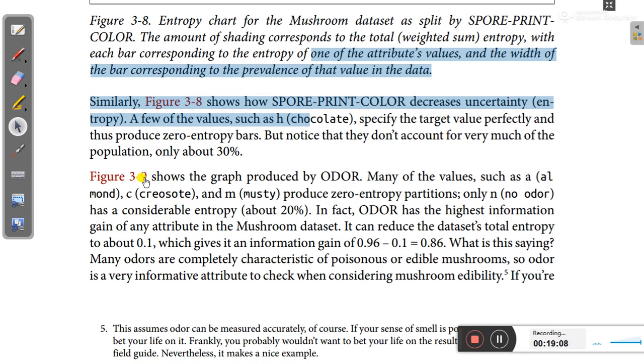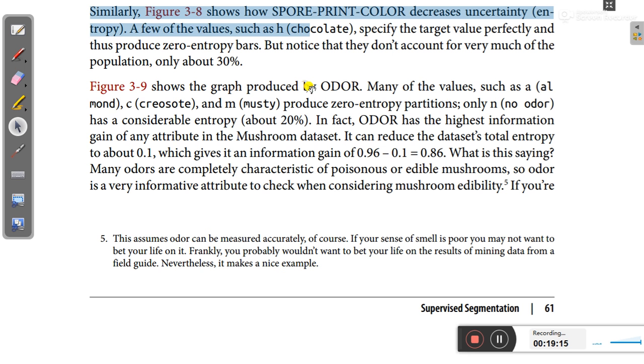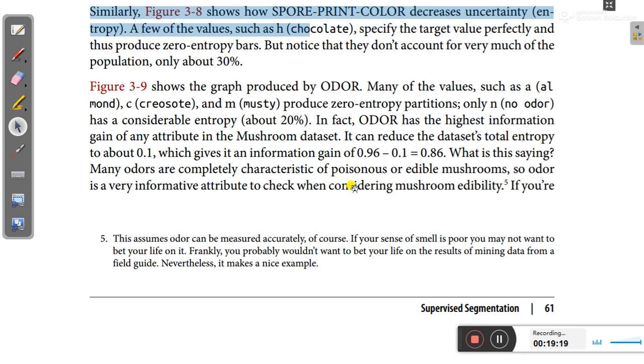And now figure 3.9, we'll see here. Okay, here it shows the graph produced by order. So this is for order. Many of the values such as almond, creosote, musty produce zero entropy partitions. Only none, no order, has a constant entropy of 0.9. In fact, order has the highest information gain of any attribute in the mushroom dataset.